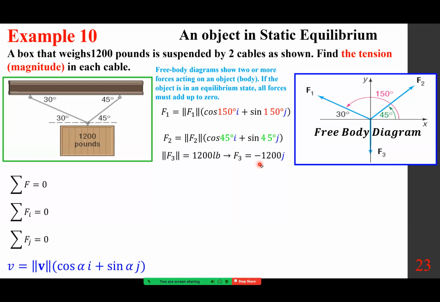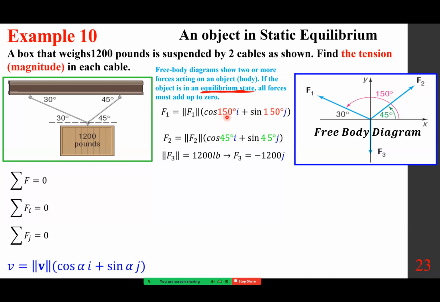Now the summation of F must be 0, summation of F sub I must be 0, summation of F sub J must be 0. It means if you are at this state, sum of forces must be 0. Add them up. Now, in order to add them up, I need to know what is cosine of 150 and sine of 150.